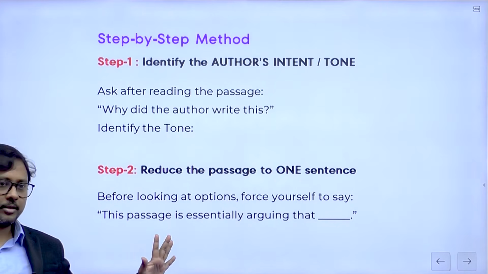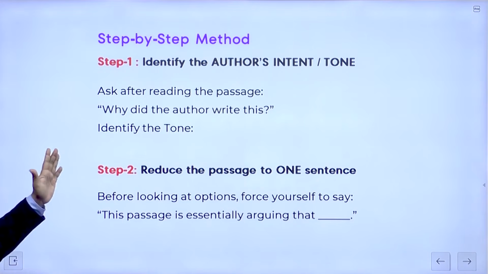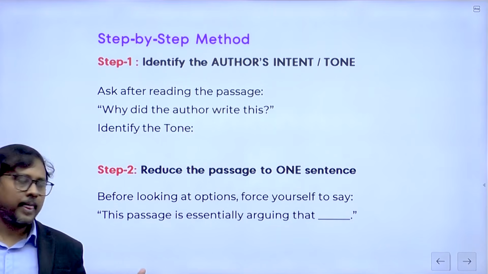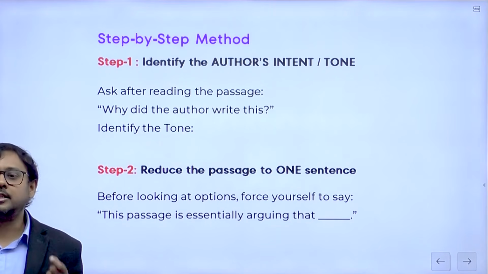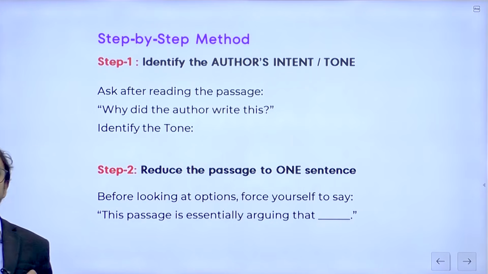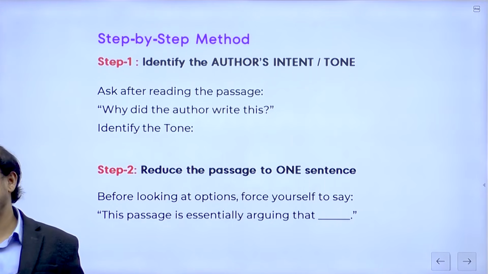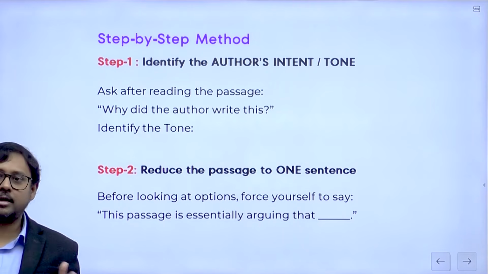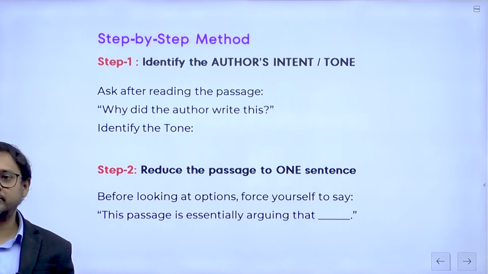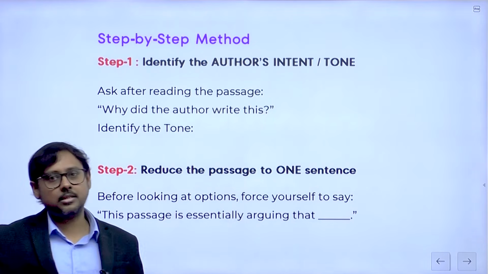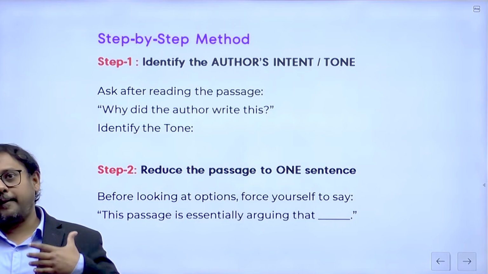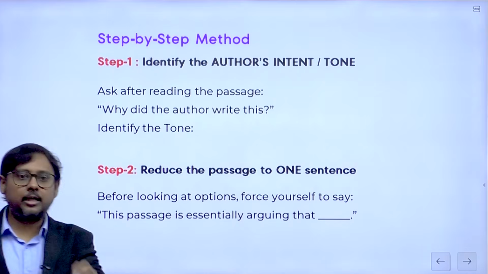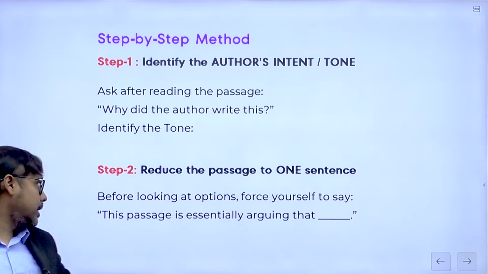We'll follow a two-step process. First step is identify the author's intent and tone. Here author and passage mean the same. What does tone mean? Tone can be cautionary in nature, prescriptive in nature, like when a doctor writes a prescription: you need to take 2 tablets a day. Or critical in nature, in the sense that everything is bad. So you have to identify the tone of the passage. We'll do the exercise, you will understand.